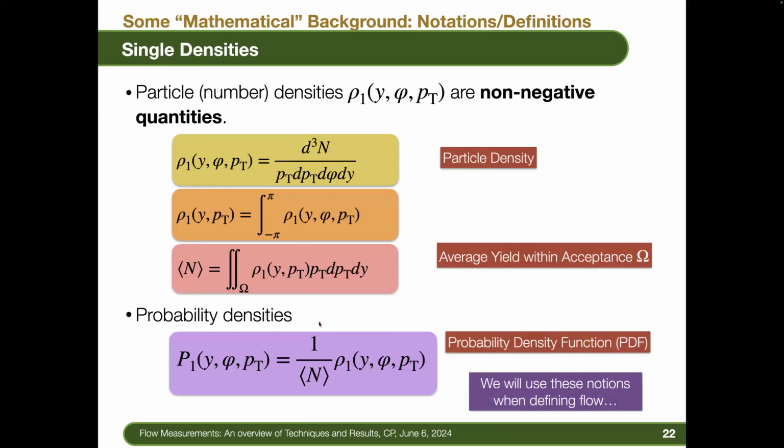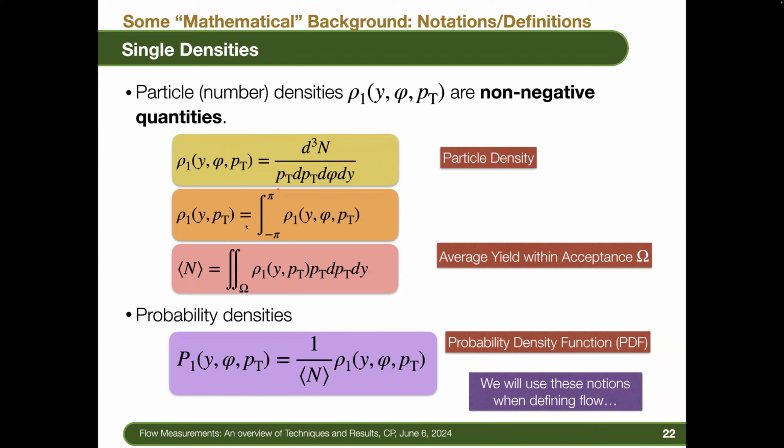Okay. So now we're going to measure particles, so we have to introduce a little bit of physics and mathematics. We're going to talk about particle densities, probability densities, and so on. Particle density will be defined using the notation ρ1, which can be expressed as a function of the rapidity y, the azimuth of production φ, and the transverse momentum pT of the particle. That's basically what we call the invariant cross-section of the particle production.